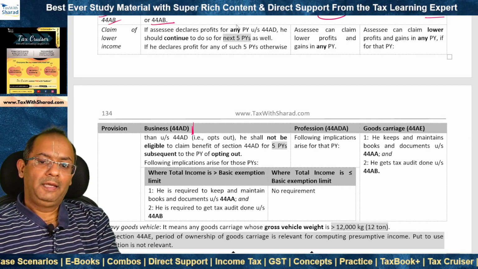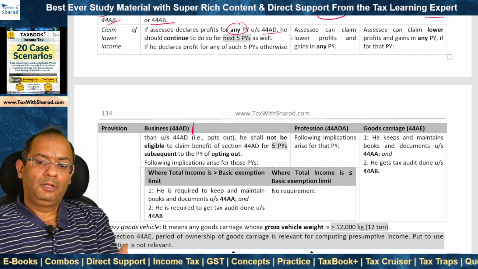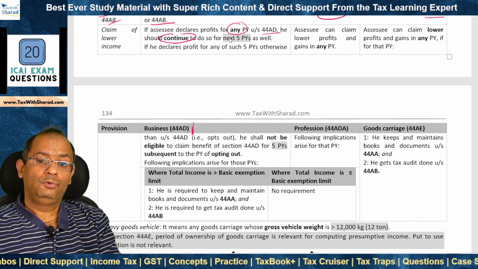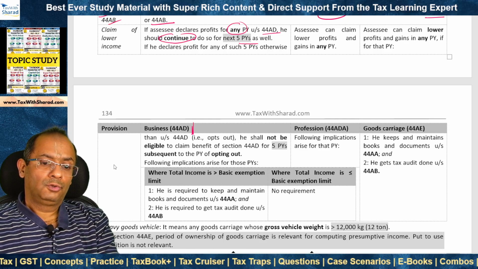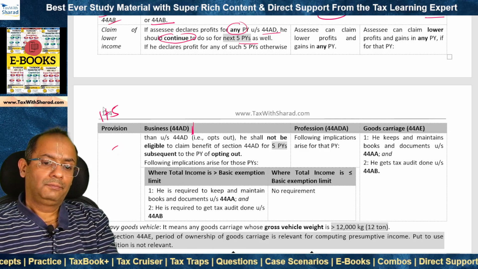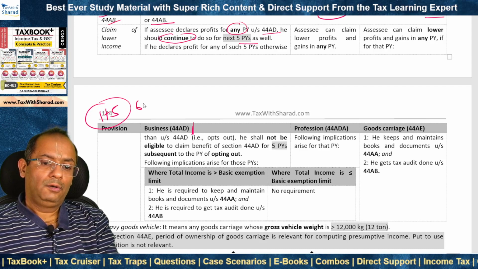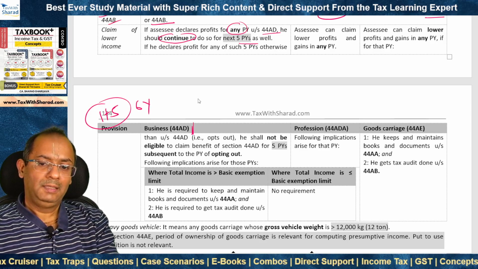If the SSE declares profits for any previous year under 44AD, then he should continue to do so for next 5 previous years as well. So 1 plus 5. So that means there is a lock-in of 6 years, 6 previous years.